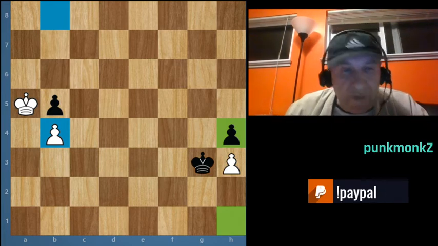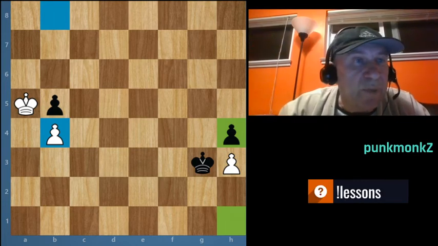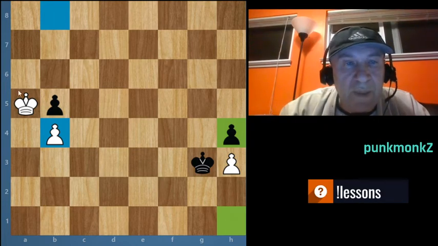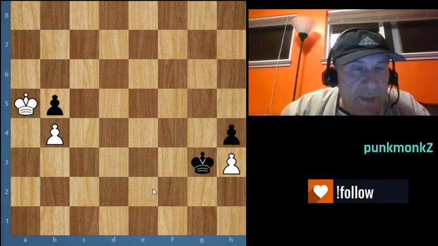Okay, now whose move is it here? First of all, let me think. I don't even know whose move it is. Let me see what I programmed here. Did I program this first? Okay, so I did. Okay, so it's white to play in this position.